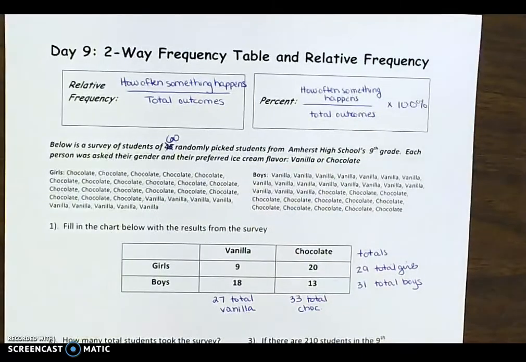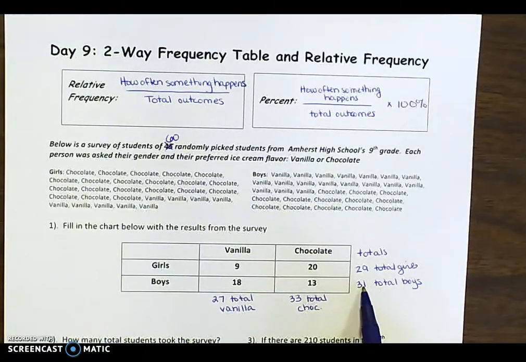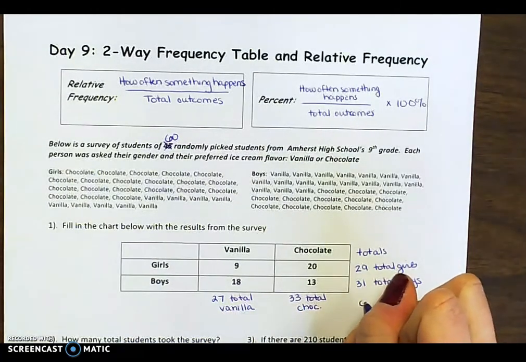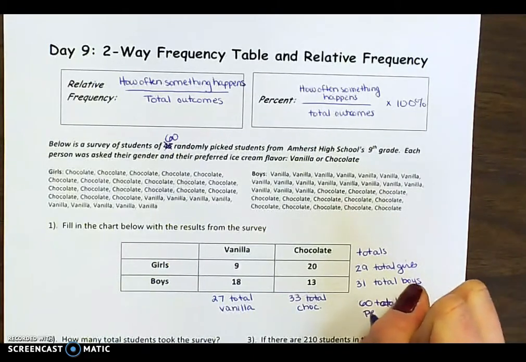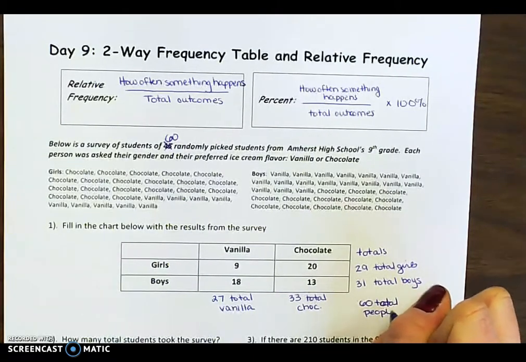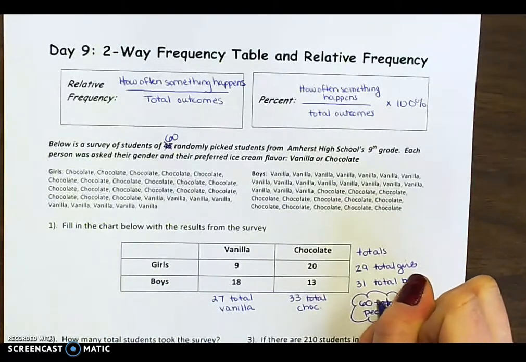Okay, so if we did this right, let's add up the total. 29 and 31 equals 60. 27 and 33 also equal 60. So we get 60 total people.